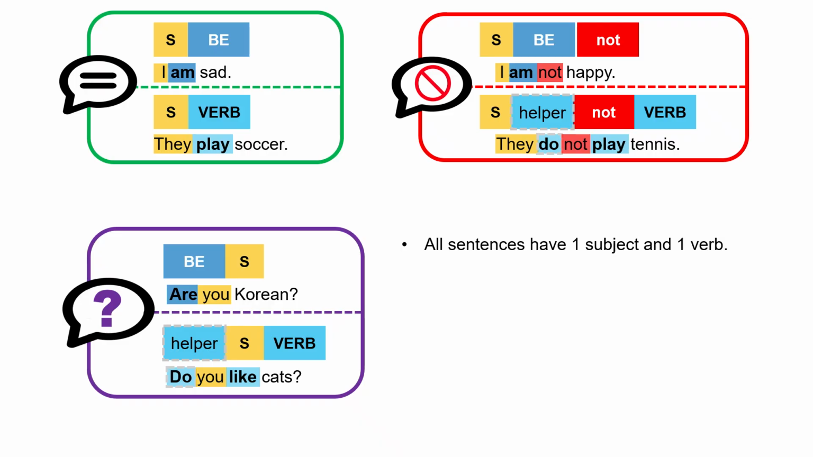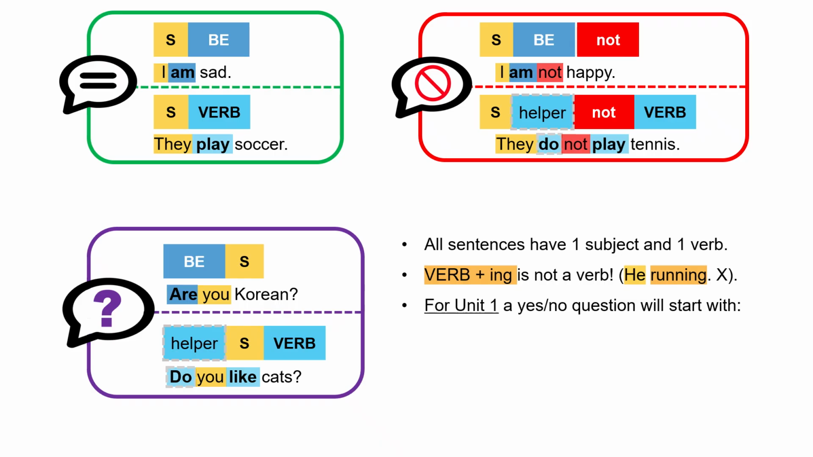Now, an important thing to remember, all sentences in basic English have one subject and one verb. Please try to remember this. This is very important. One subject, one verb. Verb-ing is not a verb. He running, this is not a sentence. There's no verb here. So be very careful. All of your sentences have one subject and one verb.